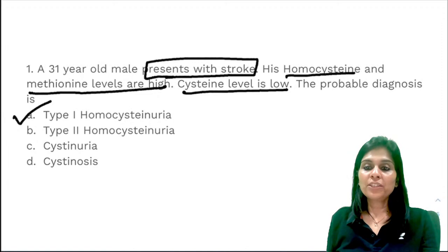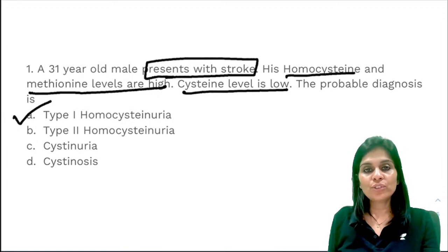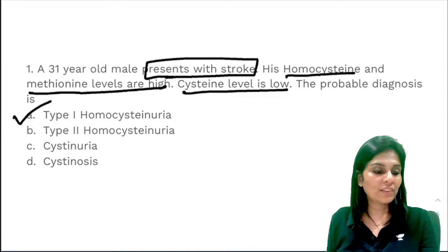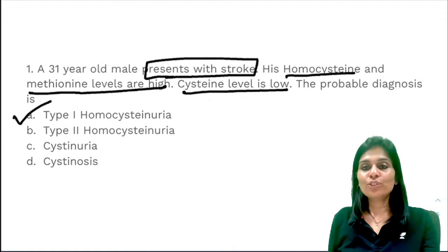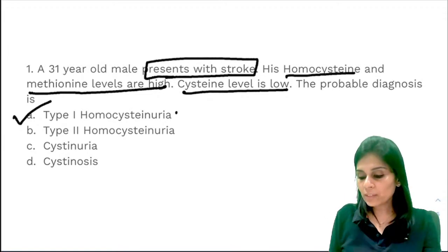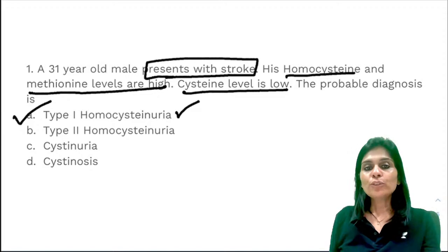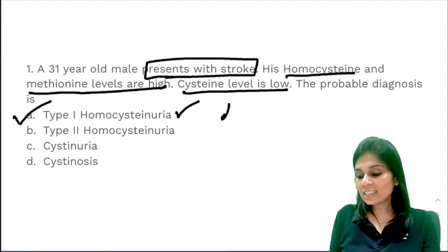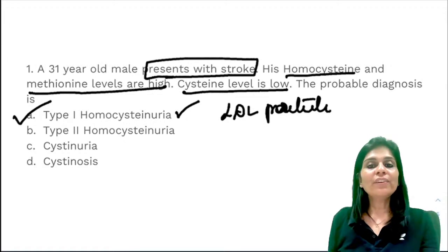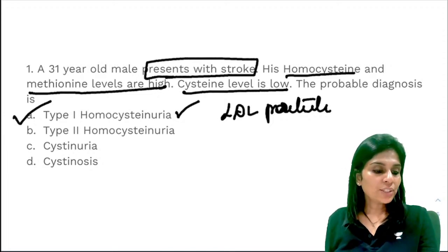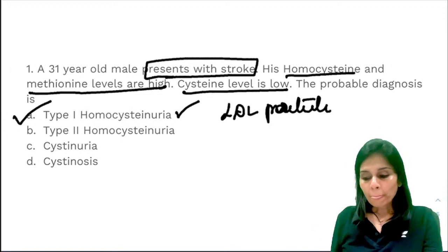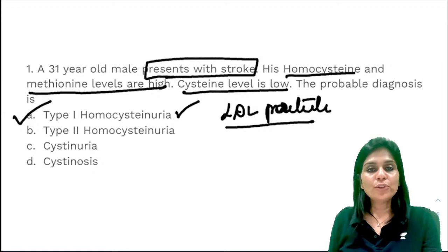Whenever you see a patient with accelerated atherosclerosis or accelerated thrombosis, always suspect homocystinuria, because homocysteine thiolates LDL particles. It modifies LDL particles, and such modified LDL particles are more atherogenic. And that is why young patients present this way. Okay, so it is going to be homocystinuria for that reason.